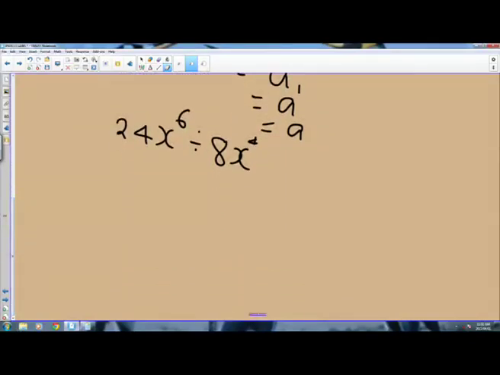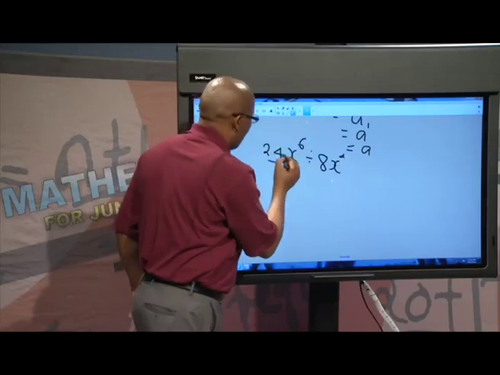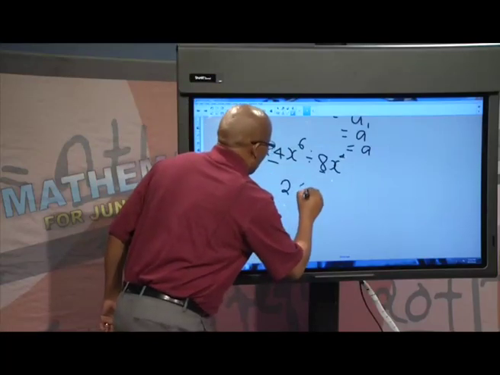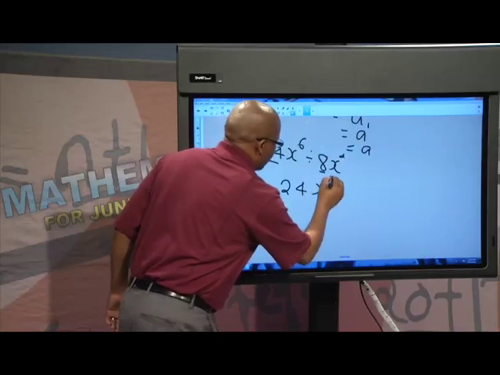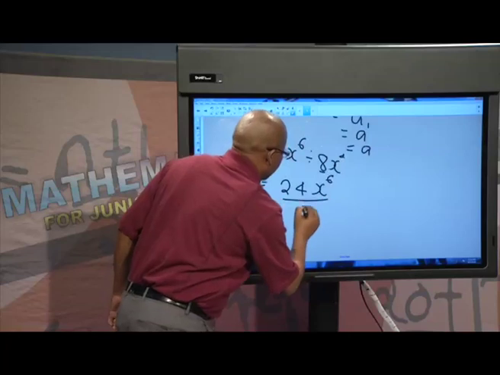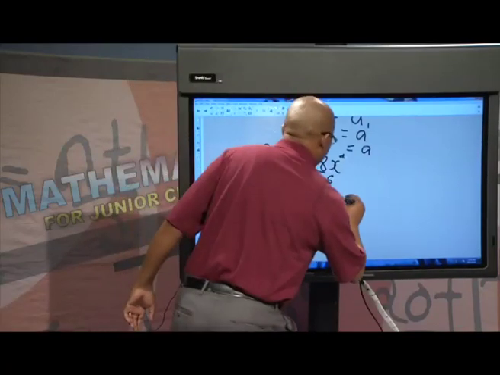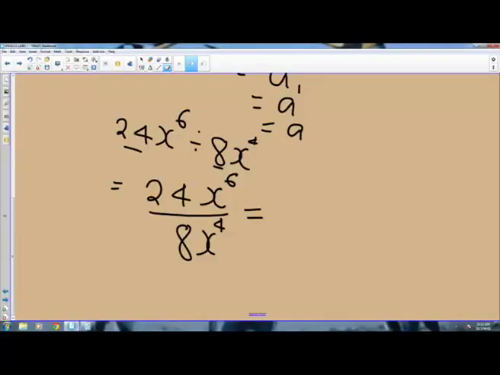Right. Now, what we'll do, you are going to divide the integers. So we got the integer here, 24, and then the integer here is 8. So this is simply 24x to the power 6 divided by 8x to the power 4, because it's division. And then you have to divide the integers. 8 into 8, it's ones. And then 8 into 24, it's 3. So this simply means it's 3x to the power 6 divided by 1 times x to the power 4, which is just x to the power 4.